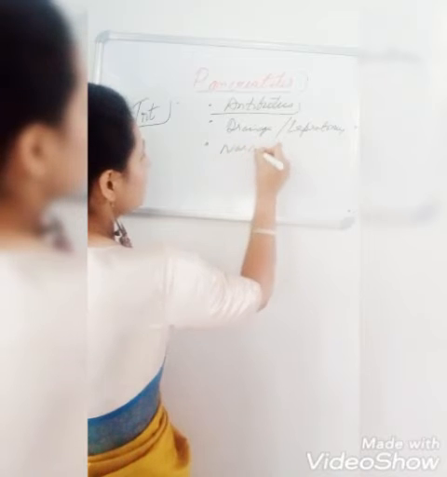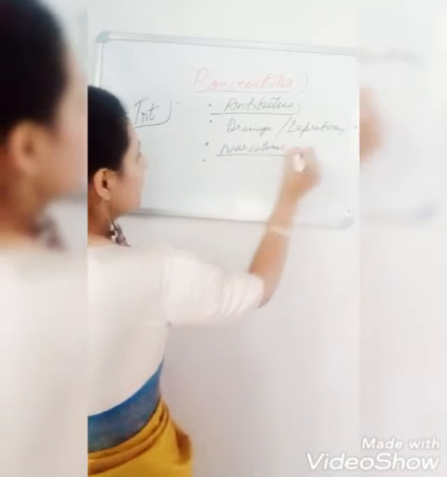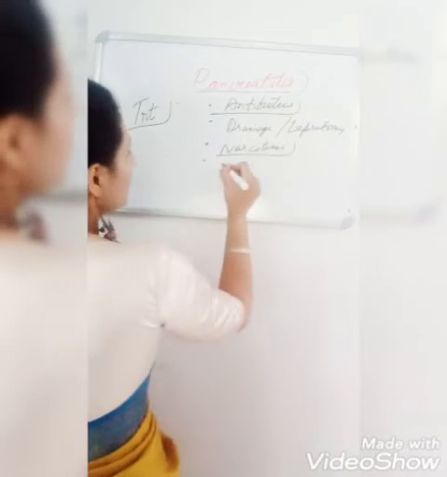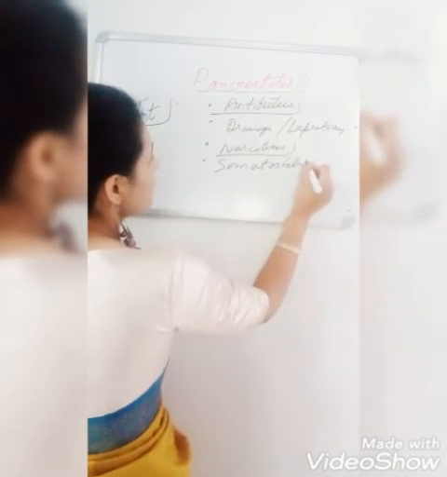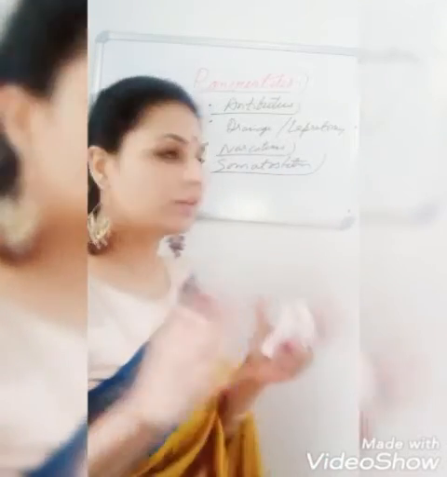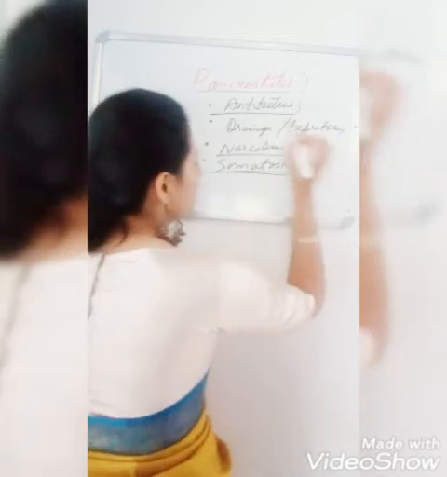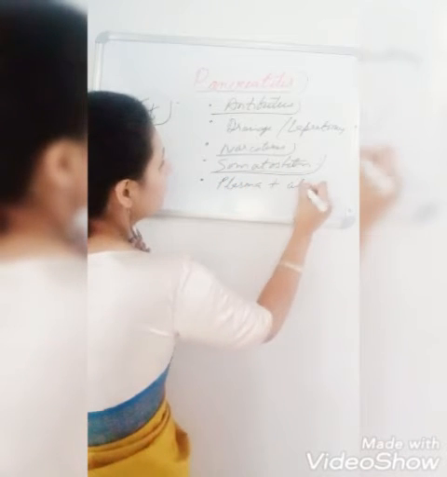Then beside this, to treat the pain, narcotics are given. Painkillers and narcotics are given. Then somatostatin is given to suppress the levels of pancreatic enzymes or pancreatic secretions. Then protein level is very much decreased. So plasma is given along with albumin.